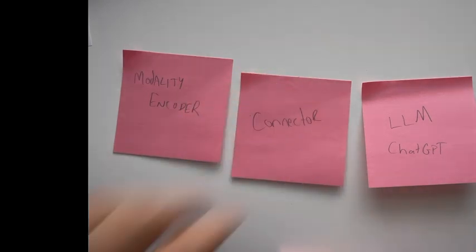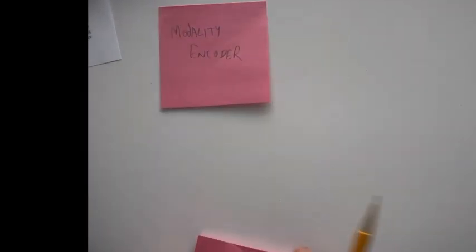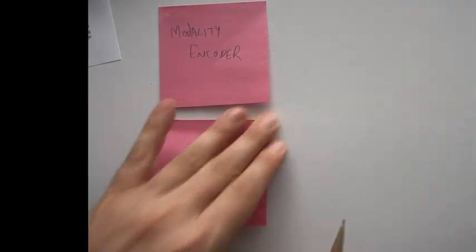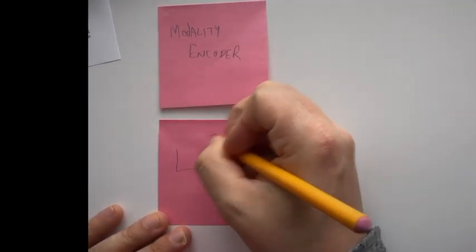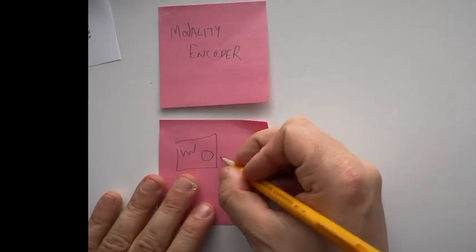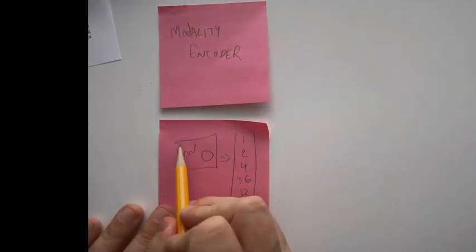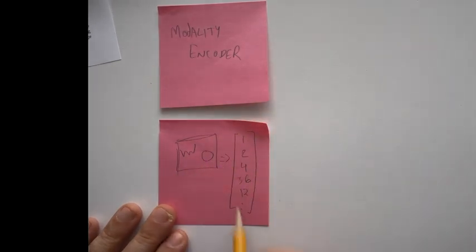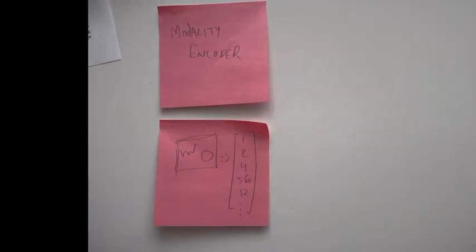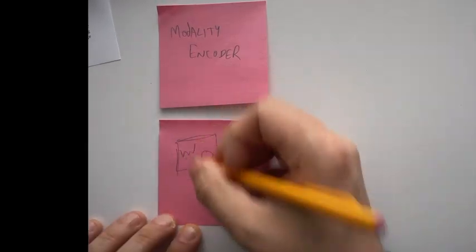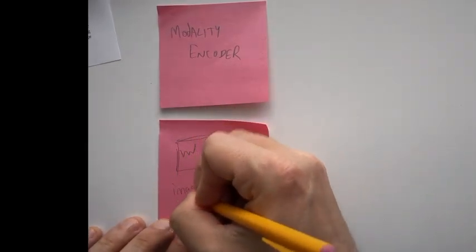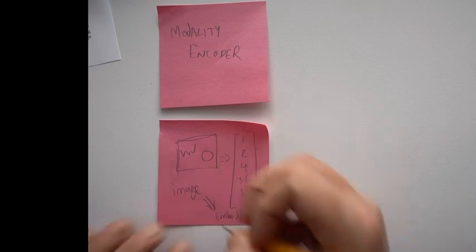First, the modality encoder. The modality encoder takes a different modality, like images, for example, and converts that image into a list of numbers. This is our image, and this is our list of numbers. Another word that people use for a list of numbers like this is a vector or an embedding. So we have an image to an embedding.